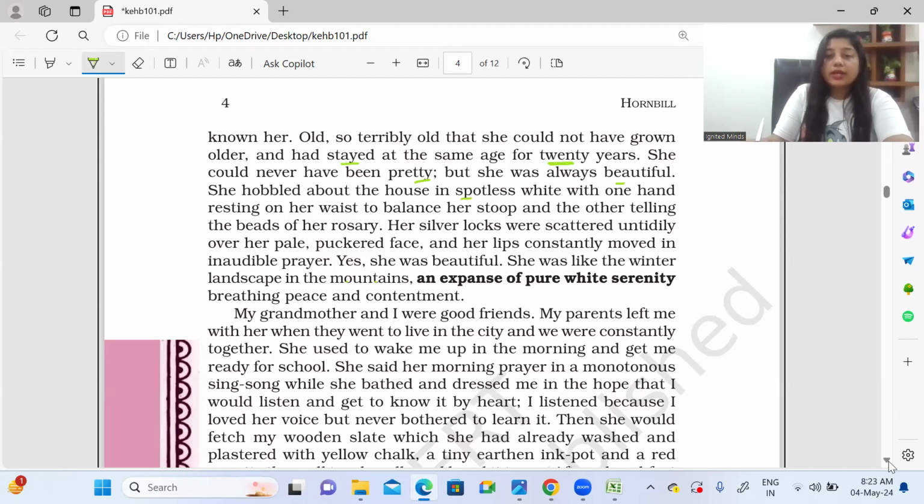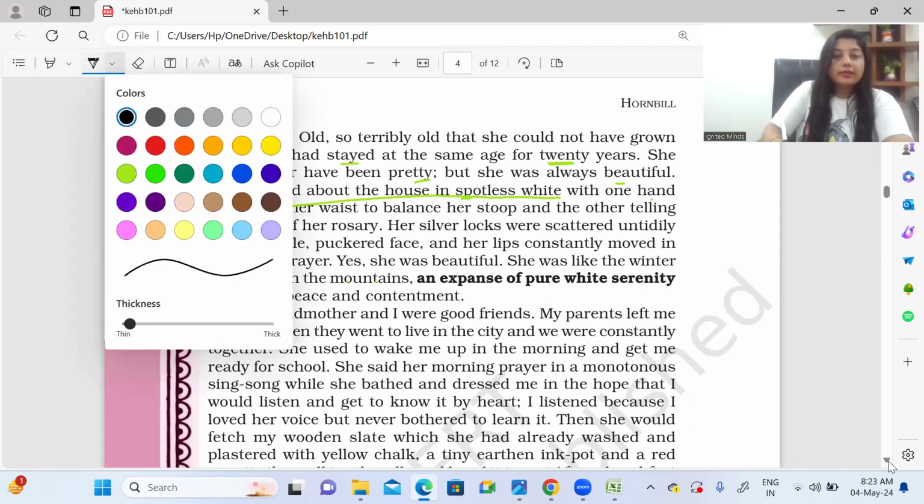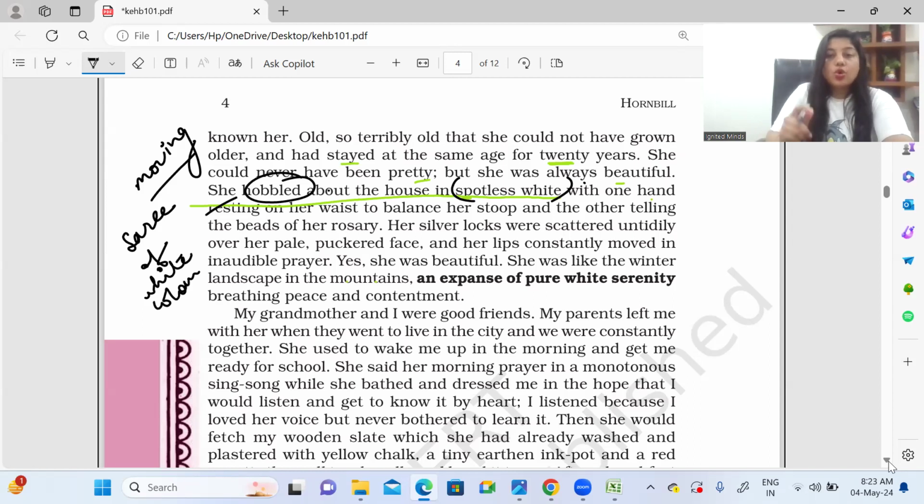She hobbled around the house in spotless white with one hand. Now here spotless white means what? And hobbled around means to move in different places. So you can say here hobbled means moving. So she moved about the house in spotless white. Spotless white is a sari of white color, and there was no spot on it. Spotless white means completely white without a single spot. So she used to wear a white sari which was spotless, and she used to move here and there everywhere with one hand resting on her waist to balance her stoop. Stoop here you can call it the waist. I mean, the stoop here basically means to balance her body.